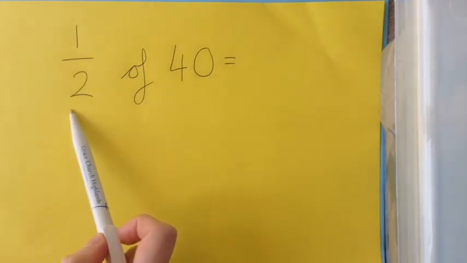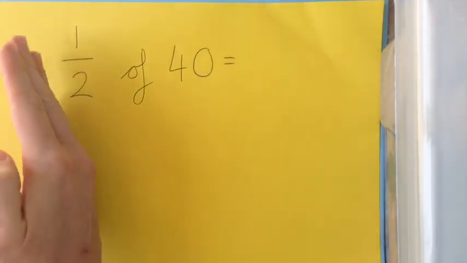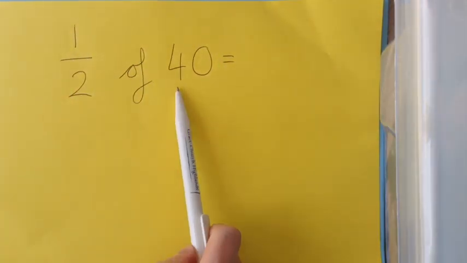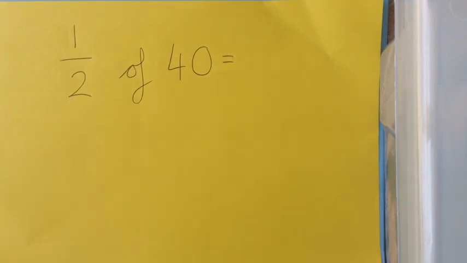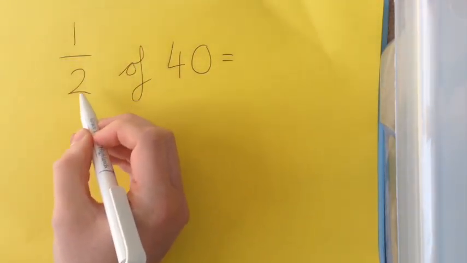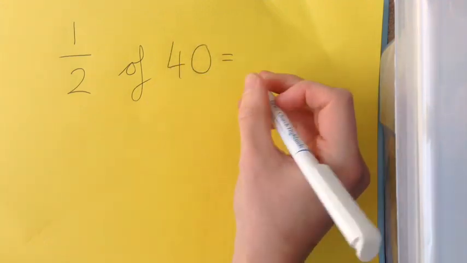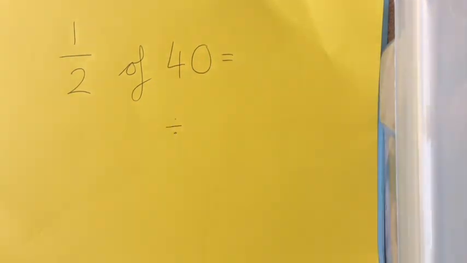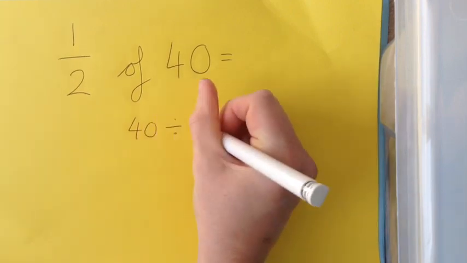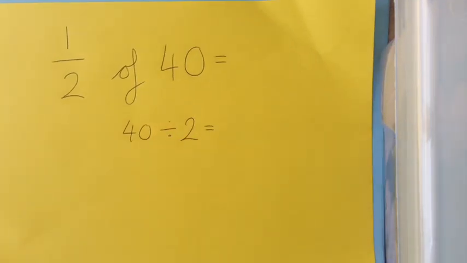Now if I'm looking to find a half of a number, that means I need to split it equally in 2. But this number is quite big, so I really need to think carefully about what my method is going to be. Now this is a divide. I am dividing this number, so remember my division symbol looks like this. I am dividing 40 by 2, which is the same as sharing 40 by 2.